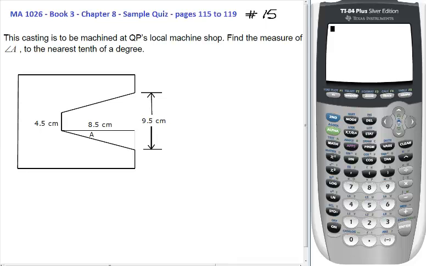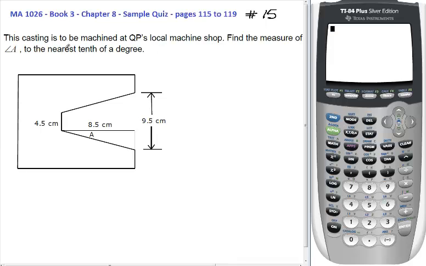Good day, students. Today we're going to look at the solution to number 15, which is your last long answer, full solution question from chapter 8 sample quiz at the end of book 3. So let's have a look.